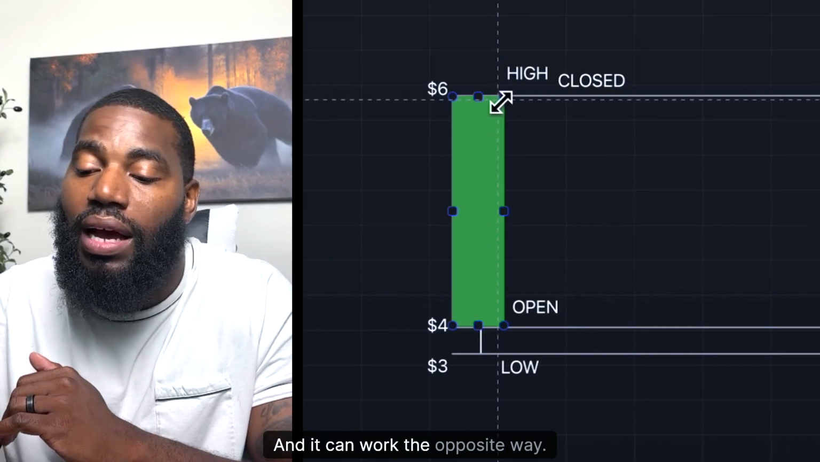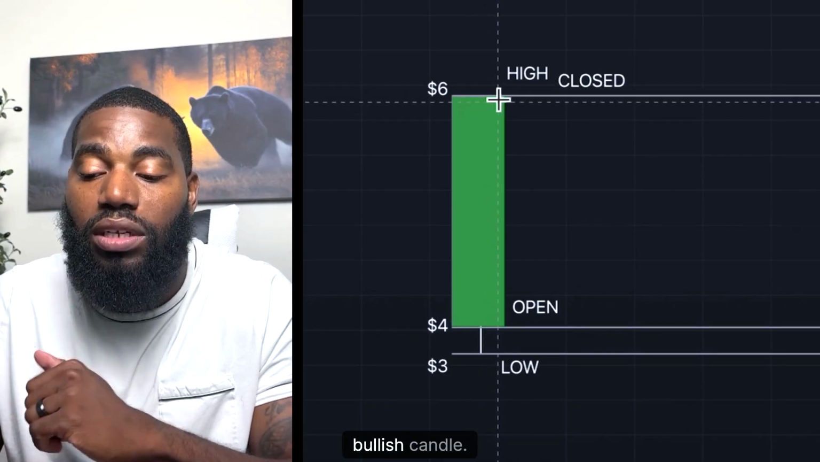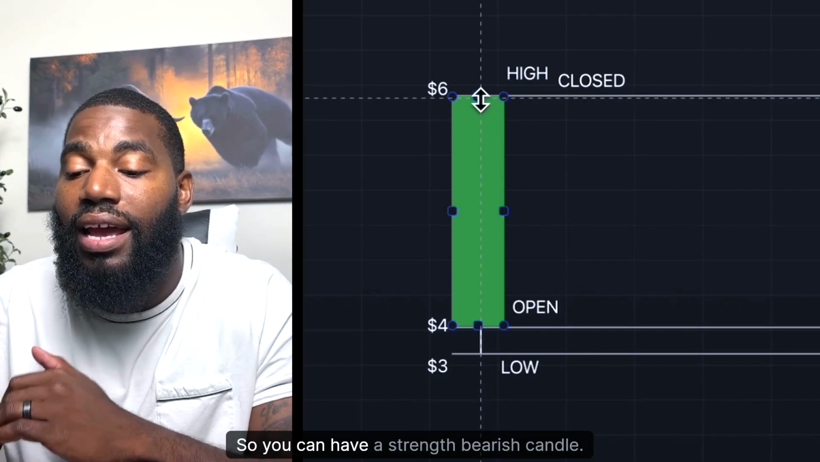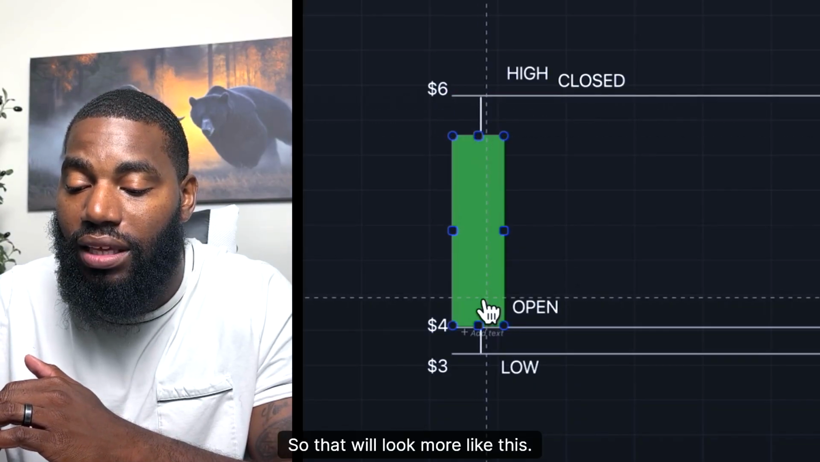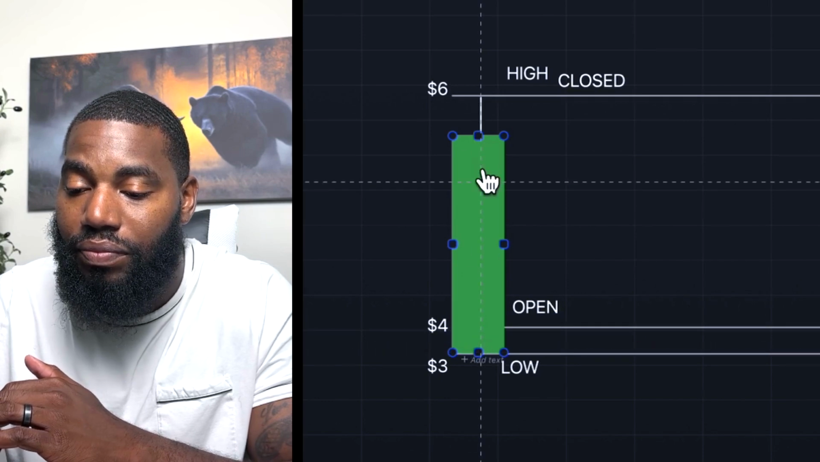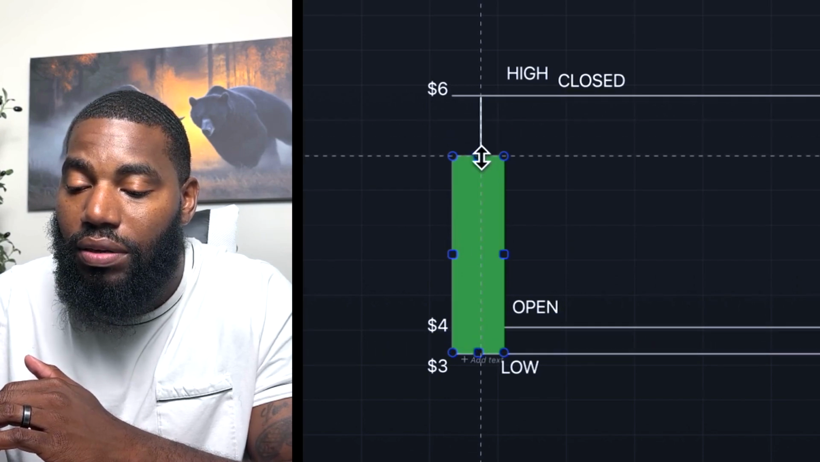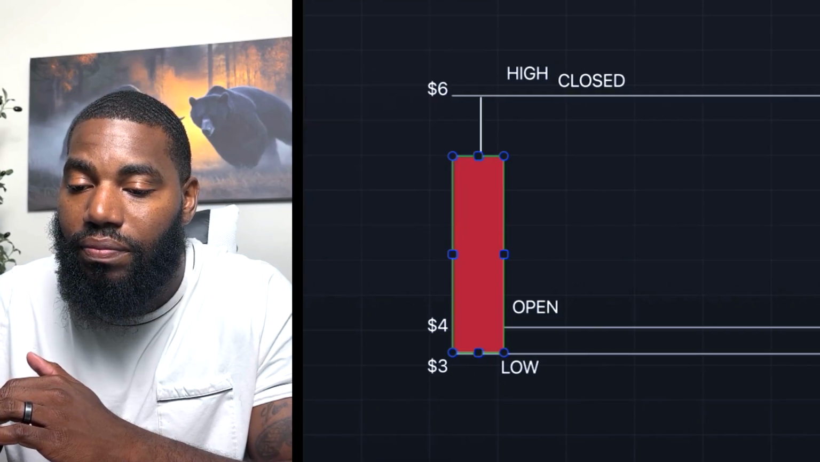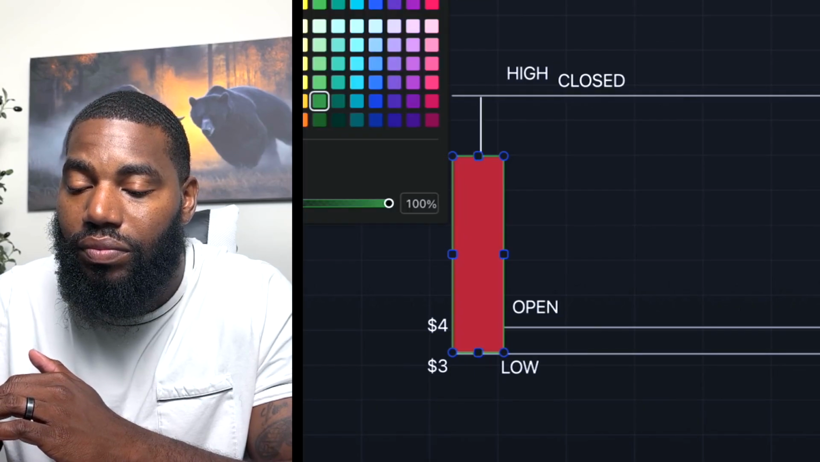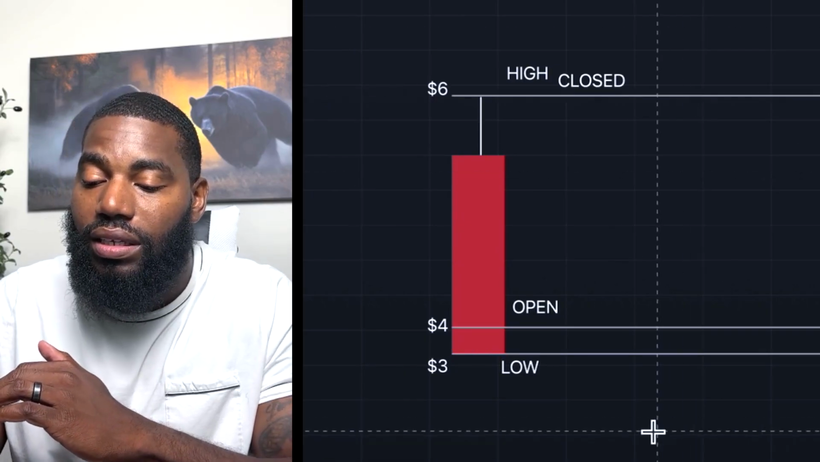And it can work the opposite way. That was a strength bullish candle, so you can have a strength bearish candle. That will look more like this. And this will be red.